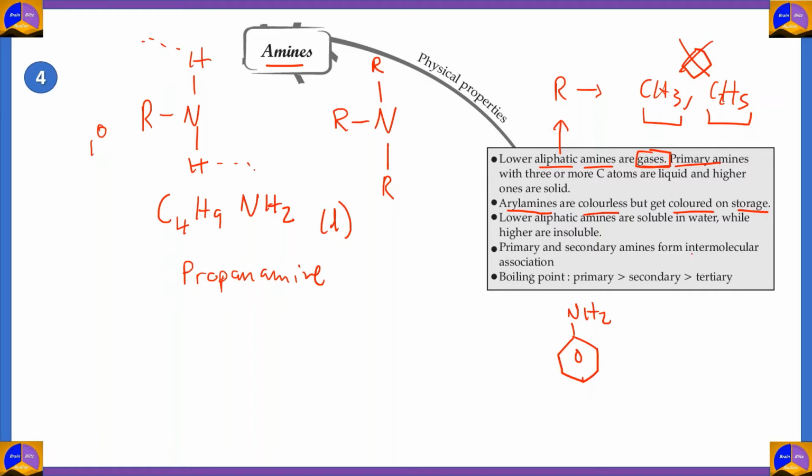Primary and secondary amines form intermolecular association. Using the hydrogen bond technique, primary and also secondary amines, which contain one or two hydrogens, can form intermolecular association, which is intermolecular hydrogen bonds. Using the same principle, we can conclude that primary amines have a higher boiling point due to the intermolecular association. Secondary and tertiary amines have the least boiling point.